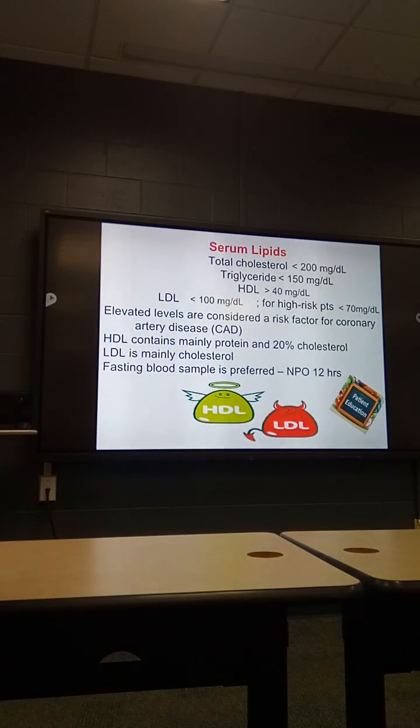So our total cholesterol is below 200. If a person has cholesterol above 200, they are at risk for cardiovascular disease. Triglycerides we want them under 150. Our HDLs, we want them above 40, and our LDLs, we want below 100, unless they're already at high risk, then we want them below 70. So always remember your HDLs, you want them high, your LDLs, you want them low. So that's how I help remember the difference between the two of them.